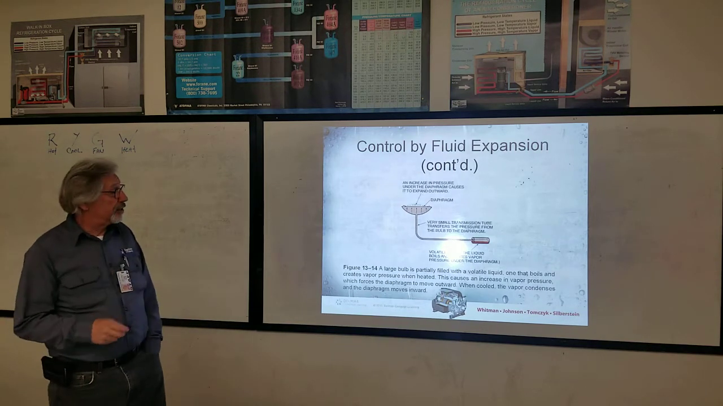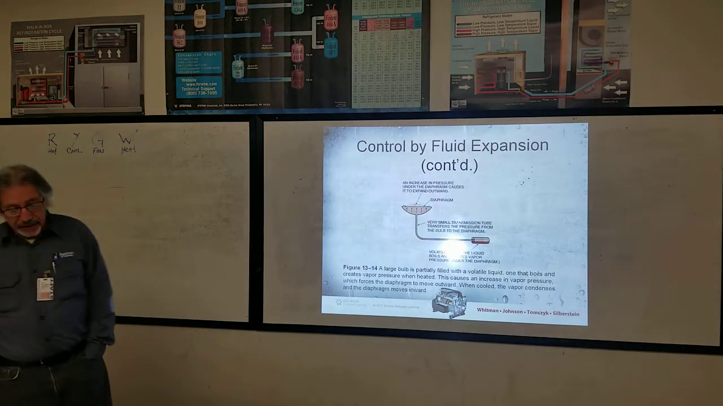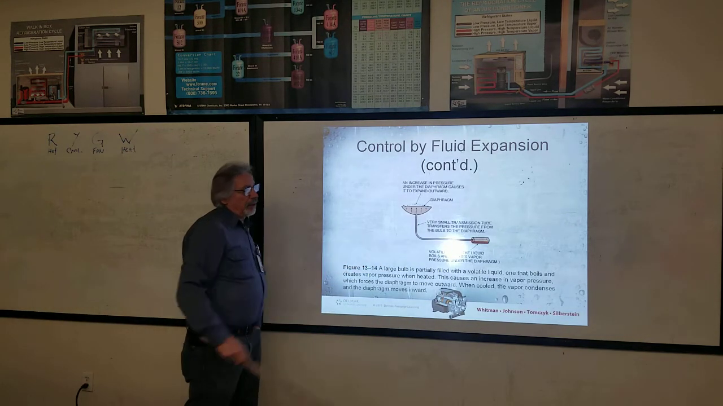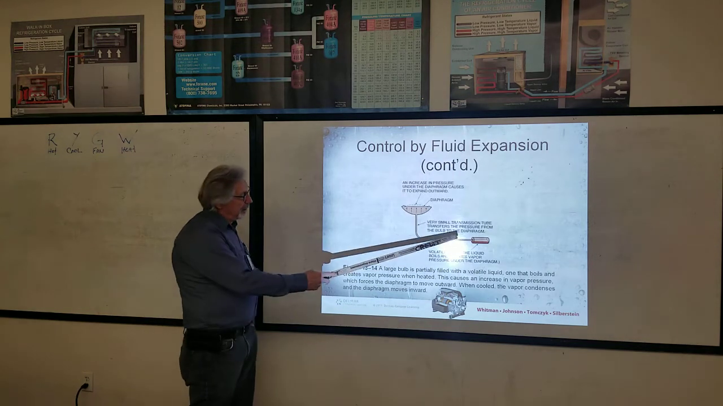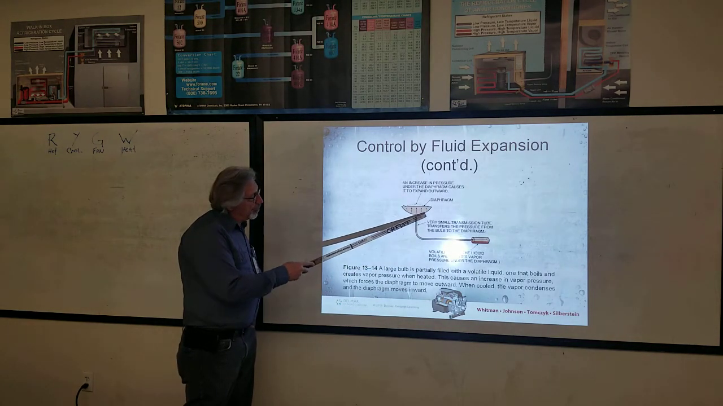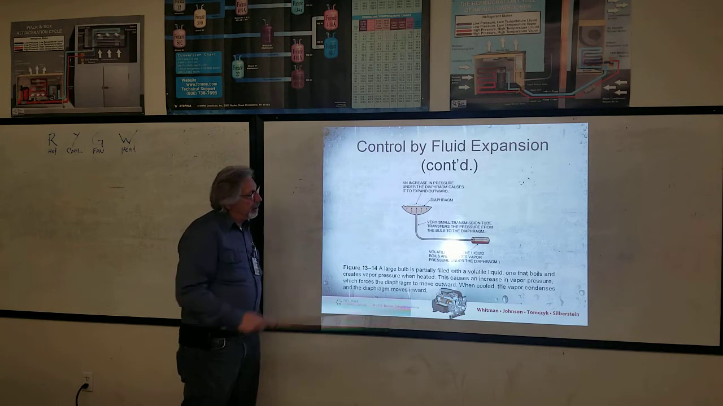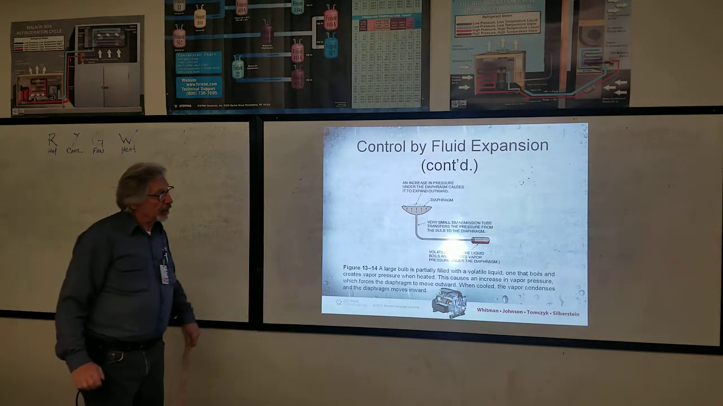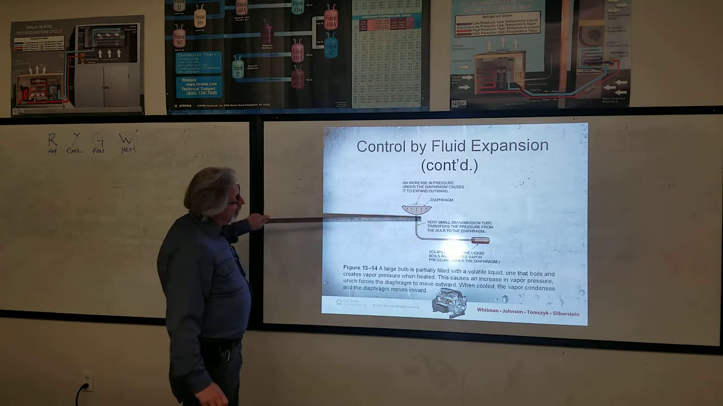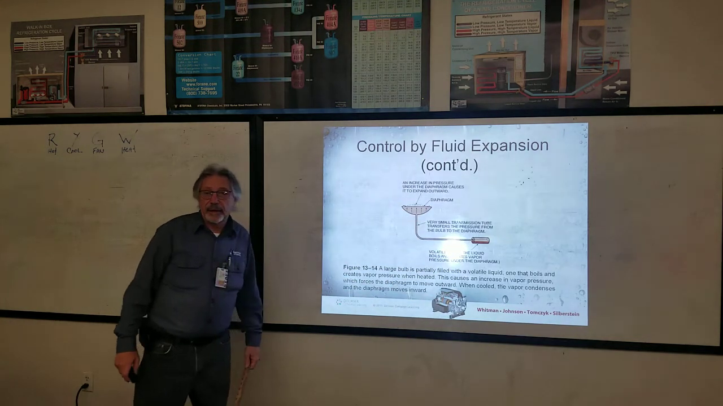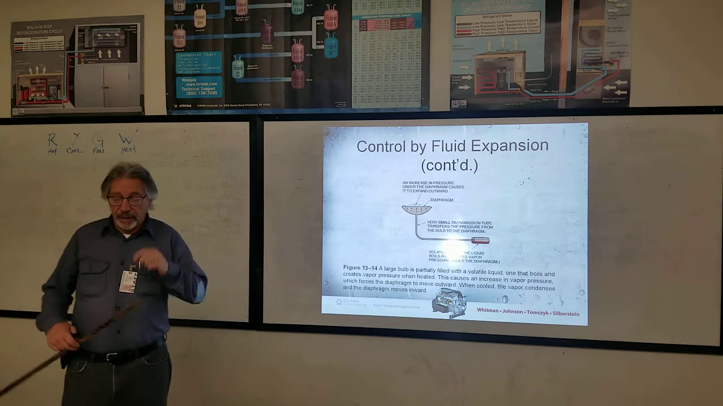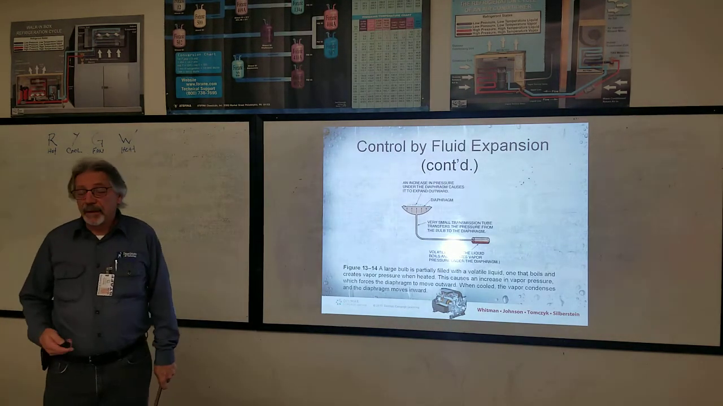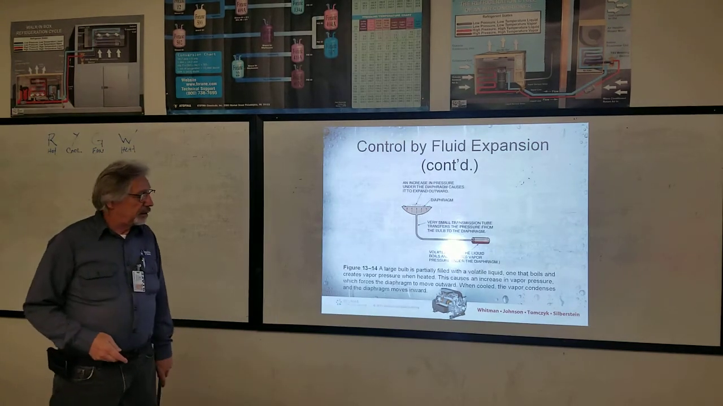And here is a cartoon of the thing in action. As pressure increases with the volatile fluid, it moves that bellows up and gives it some kind of movement. As this bulb cools down, that bellows moves down, as the pressure decreases with temperature.